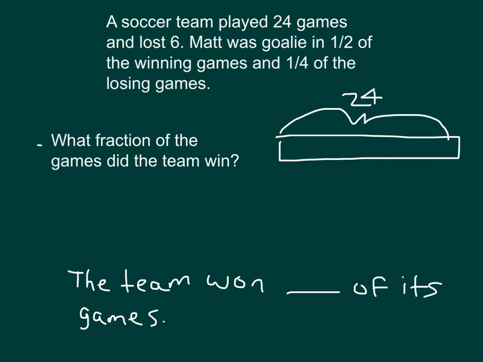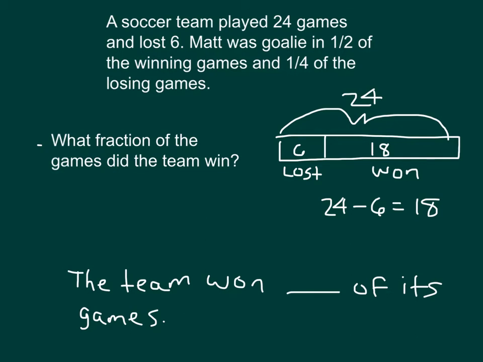That soccer team ended up losing 6. So this is the amount they lost, and that amount was 6. So 6 was the amount lost, so the other part was the amount that the team won. And so how do we figure out the amount of games that they won? It would be 24 minus 6, which is 18. That's not what we want, though. What we want is the fraction of the games the team won.